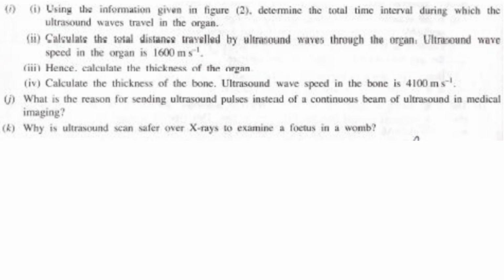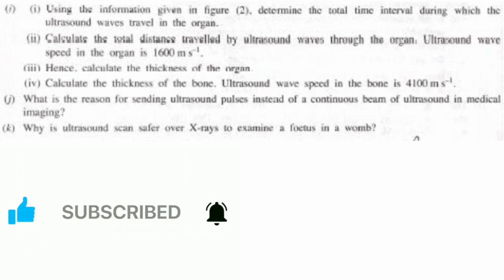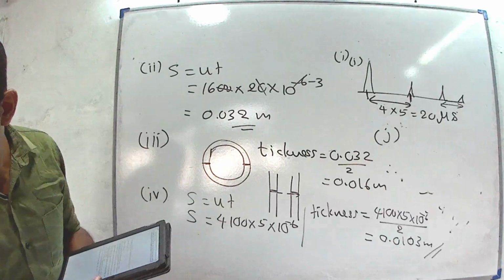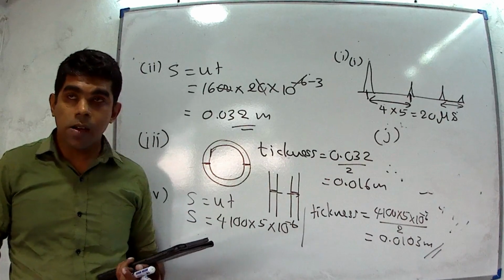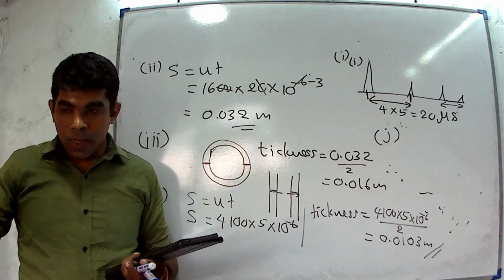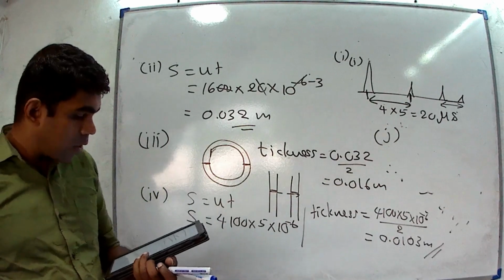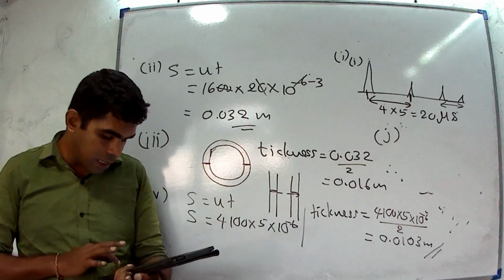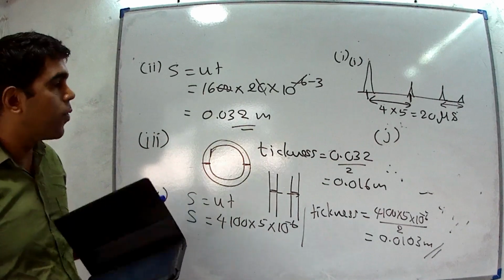Part K, why is an ultrasound scan safer than X-rays to examine the fetus in the womb? X-rays are electromagnetic waves. They will be harmful for organs, but ultrasound waves are sound waves. Those are mechanical waves. It is not harmful. Therefore, we have to write that X-rays are electromagnetic waves. Electromagnetic waves will be harmful for organs.